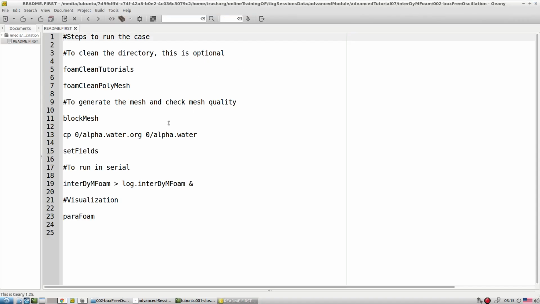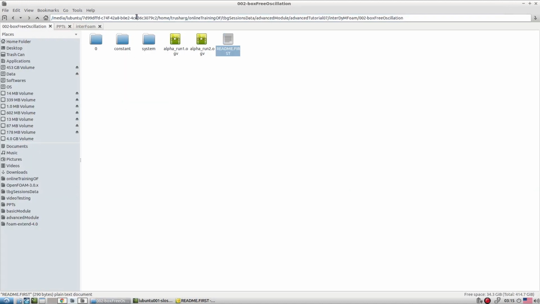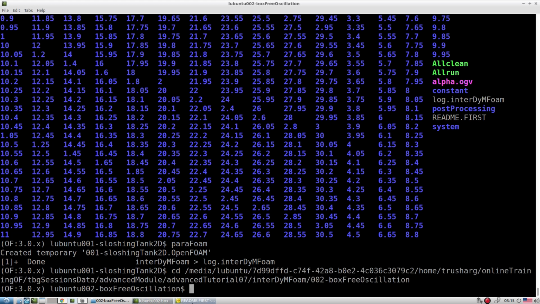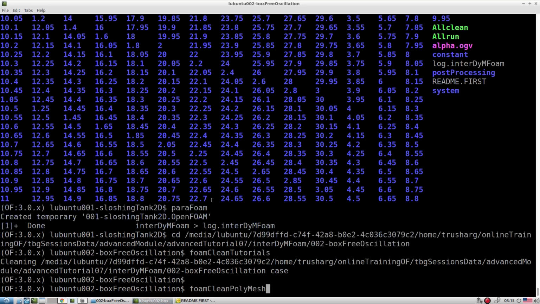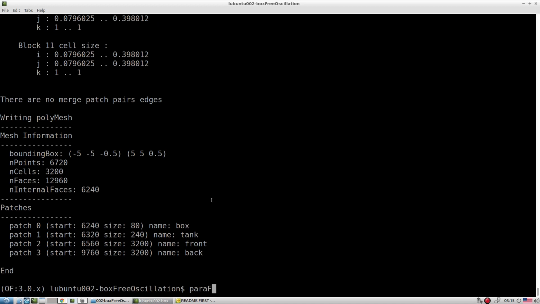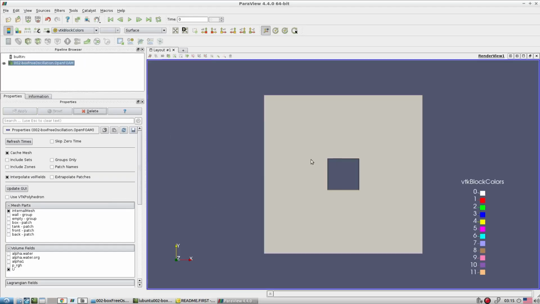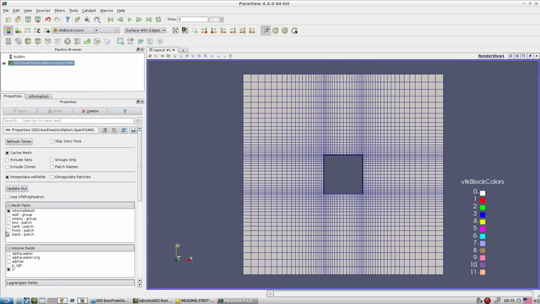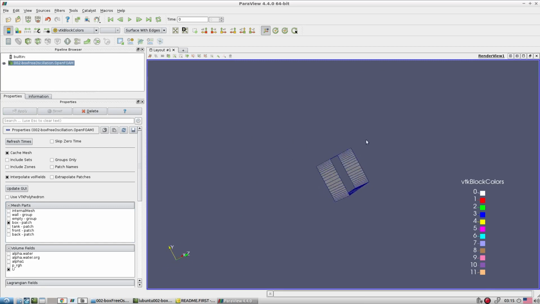So let's look at the readme file and go to that area. Let me open it, and first let's clean the case. Then we run blockMesh and paraFoam. This is our geometry, and what we have here is this box wall. We try to specify the movement to this particular box.